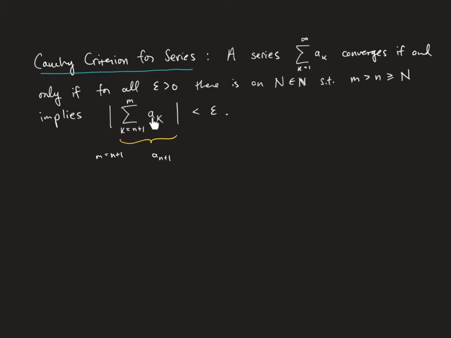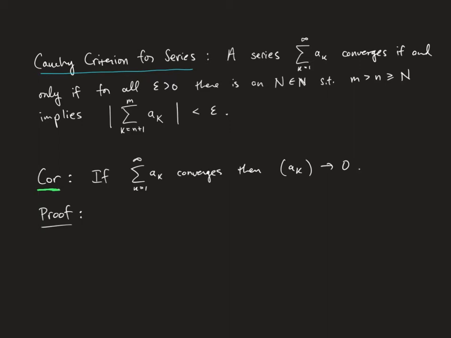So that's saying that all of these a's are arbitrarily small after some point, which exactly just says that the sequence of terms themselves are going to zero. Okay, so you get this immediate corollary by taking m equal n plus 1 in this Cauchy criterion. Okay, so this is the corollary. If your series converges, then the sequence goes to zero. And the proof is to take m equal to little n plus 1 in the Cauchy criterion above.